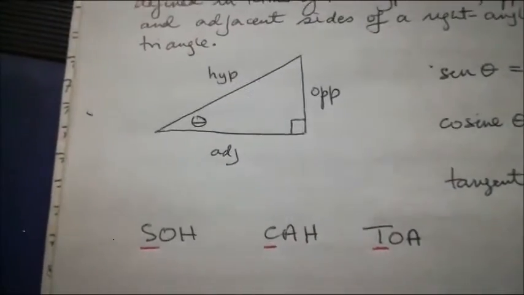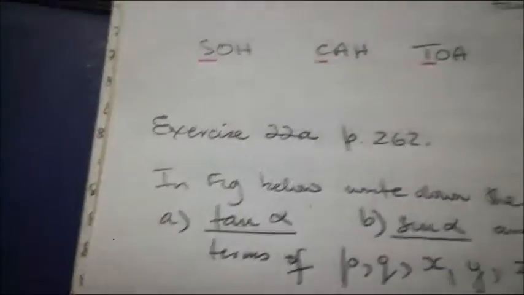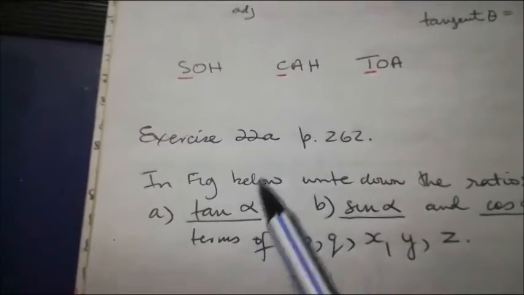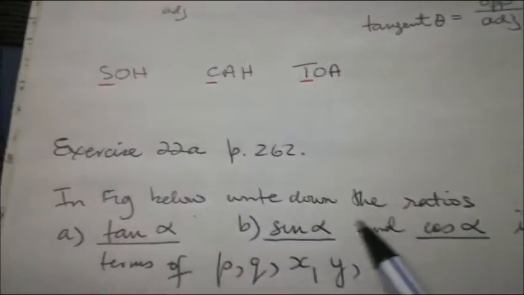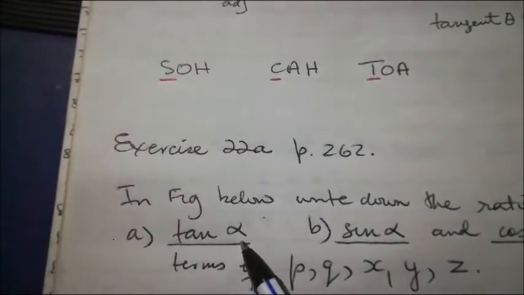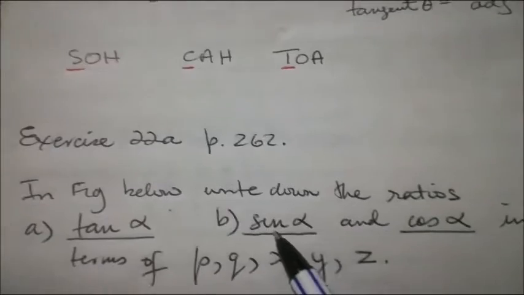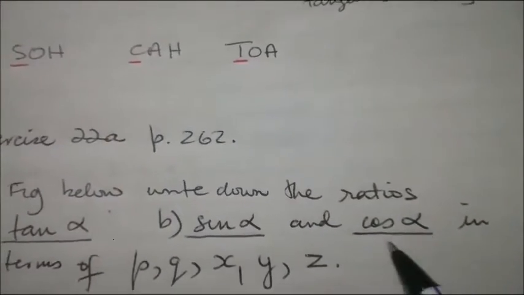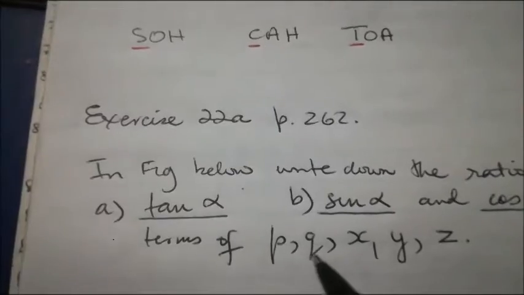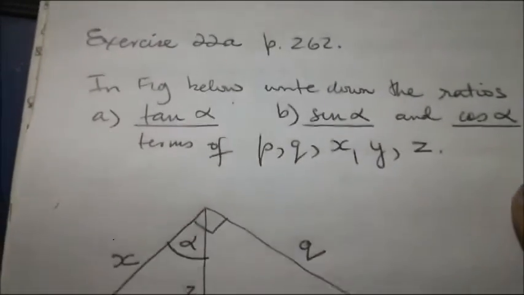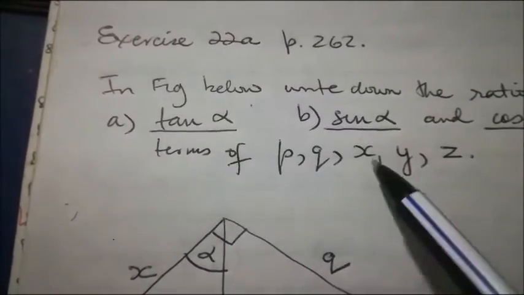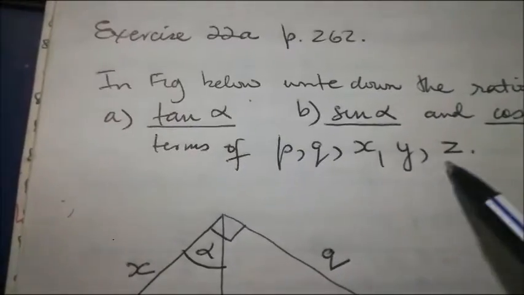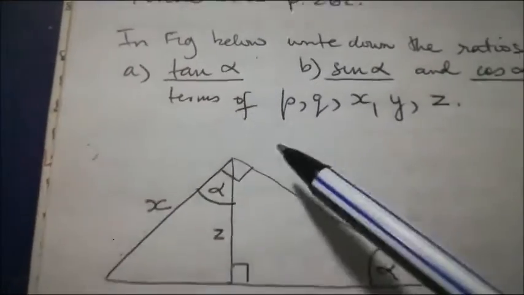So we're going to look at an exercise now. In exercise 22a, in the figure below, write down the ratios of tan alpha, sine alpha, and cosine alpha in terms of p, q, x, y, and z. These will be the letters assigned to the sides of the triangle, and sometimes you have two triangles in one. So look carefully at the figure.